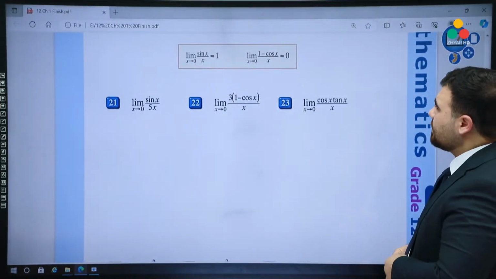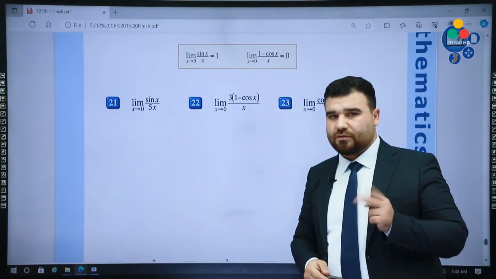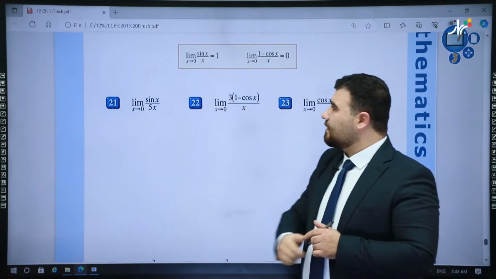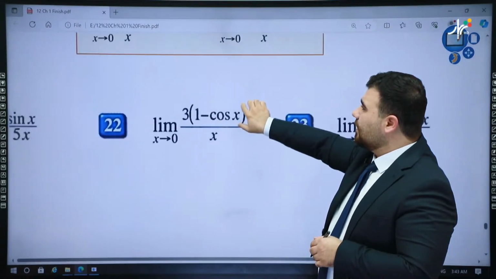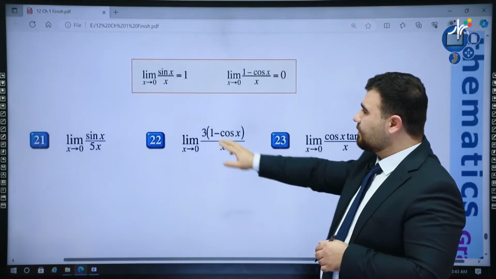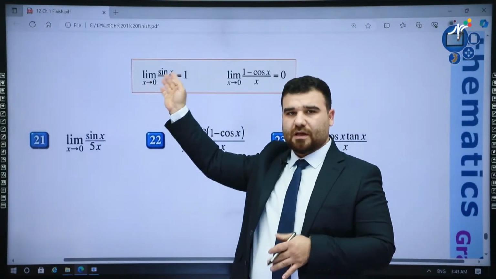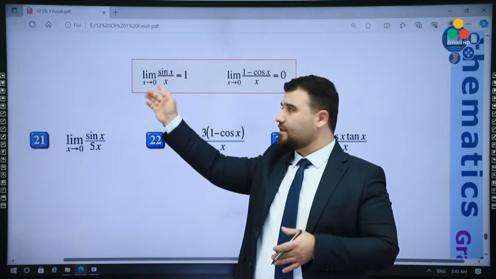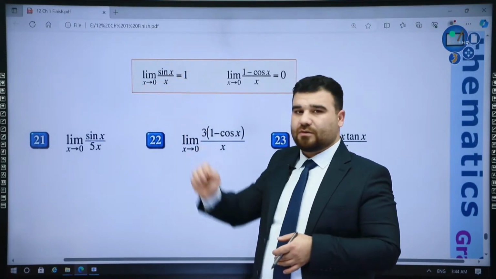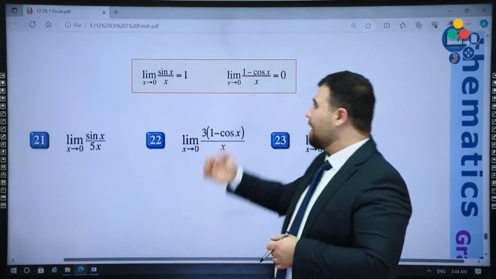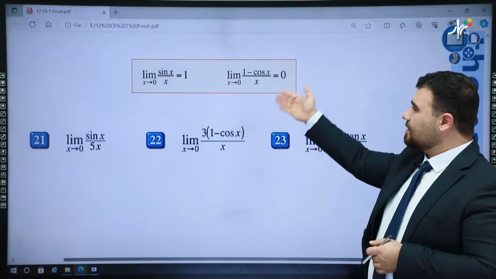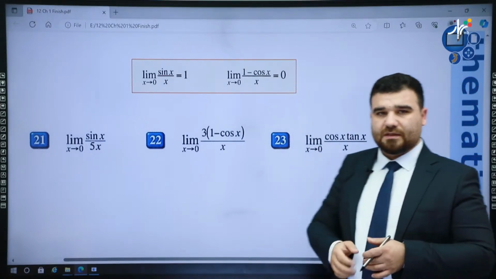For sine and cosine, we have two very important rules. The sine is like this. Limit x tends to 0. The x should be approaching 0. We don't accept any other number. This rule is only for x tends to 0. Sine x over x is equal to 1. And for cosine, 1 minus cosine x over x, it's equal to 0.